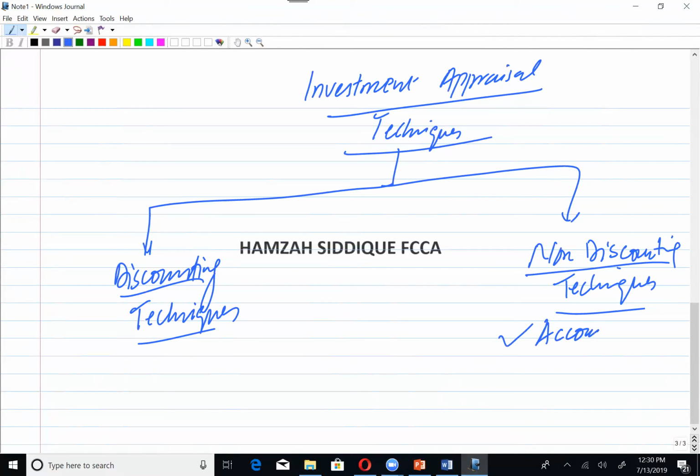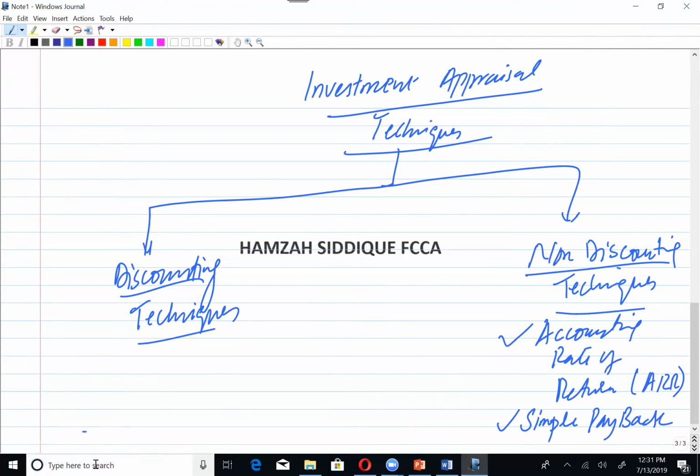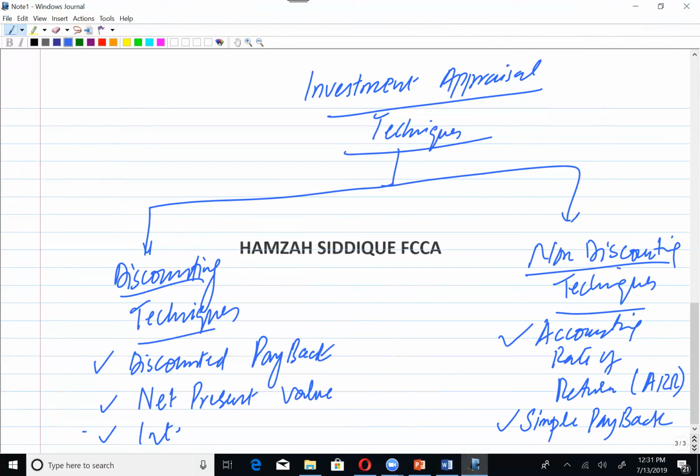Non-discounting techniques: first is accounting rate of return, which is also called ARR, and the second is the simple payback method of investment appraisal. Discounting techniques: the first is discounted payback, the second is net present value, and the third is internal rate of return, IRR. So these are the five investment appraisal techniques which are part of your syllabus.